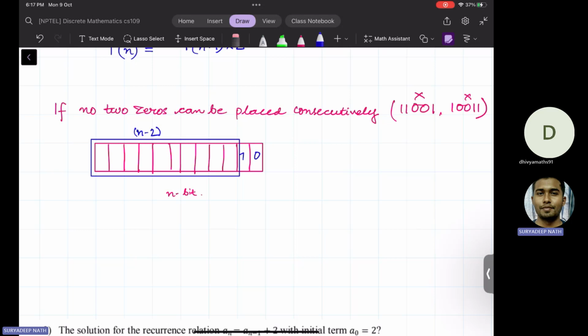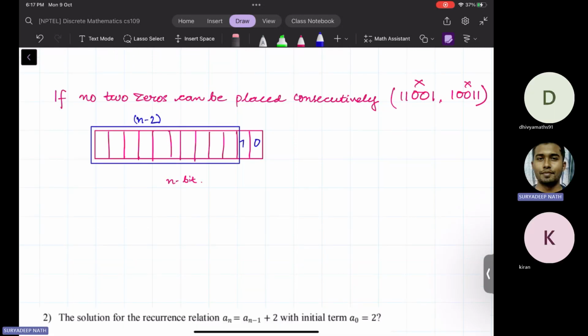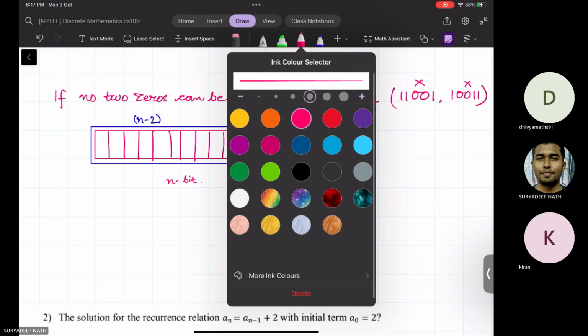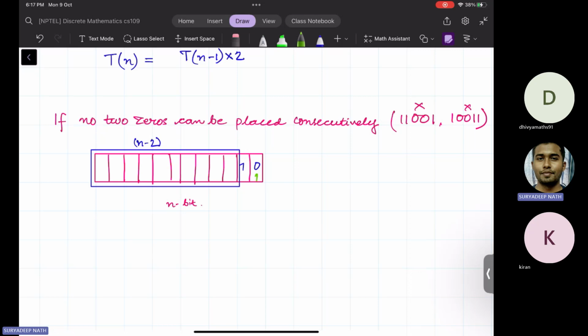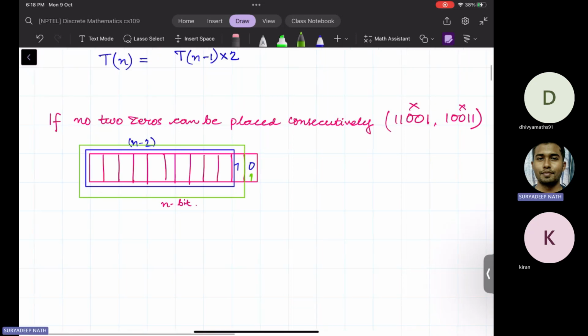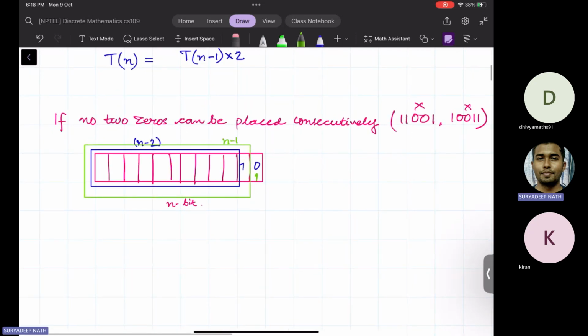Now, if I have 1 in the last bit, then there is no constraint on what I place in the second last. There is no restriction on consecutive ones, so it can be 1 or 0, both. So in that case we can select n minus 1 bits. This green one is n minus 1 bits.